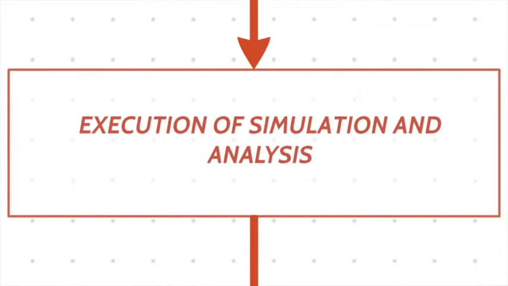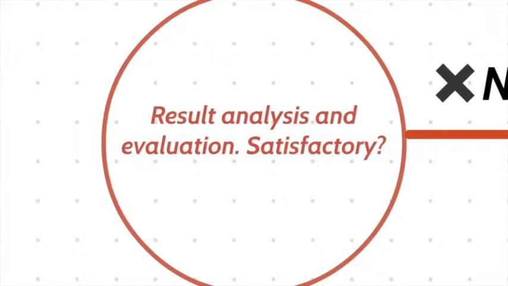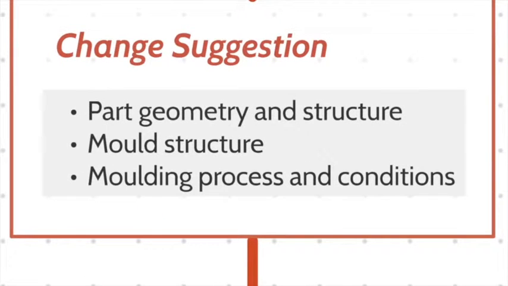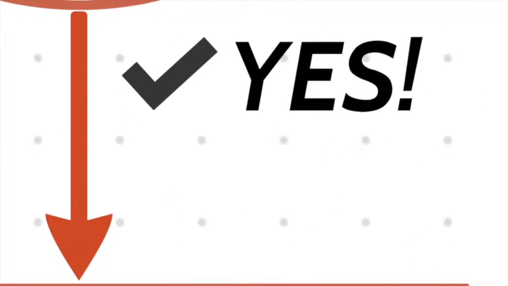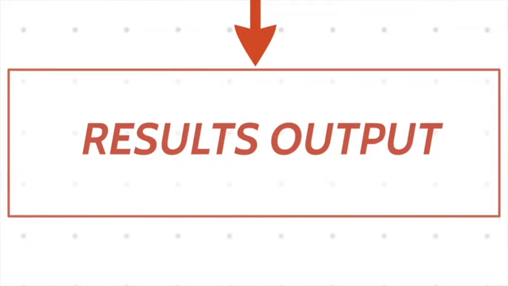After simulation and analysis, the calculated results need to be analyzed and evaluated. If the results and solutions are not satisfactory, the suggested changes regarding part geometry and structure, mold structure, and molding conditions will be made for the next round of computation. The process is iterative until all the design requirements for moldability, productivity, and product quality are met and an optimal solution is obtained.